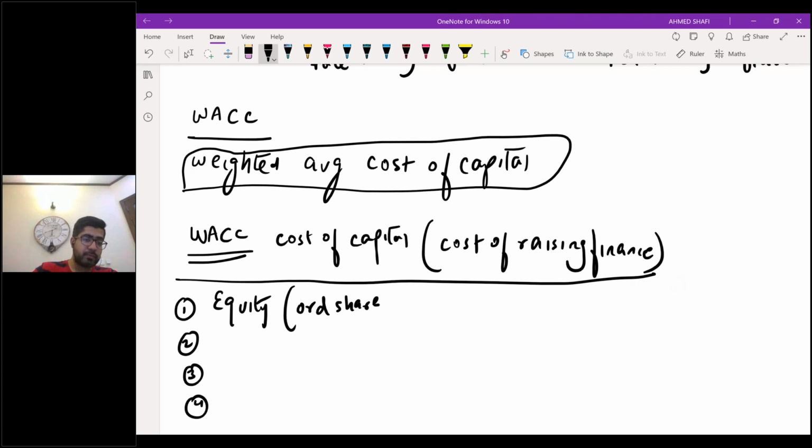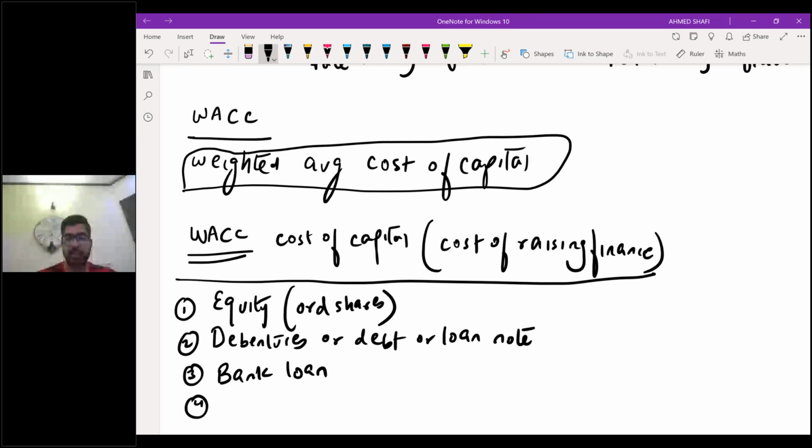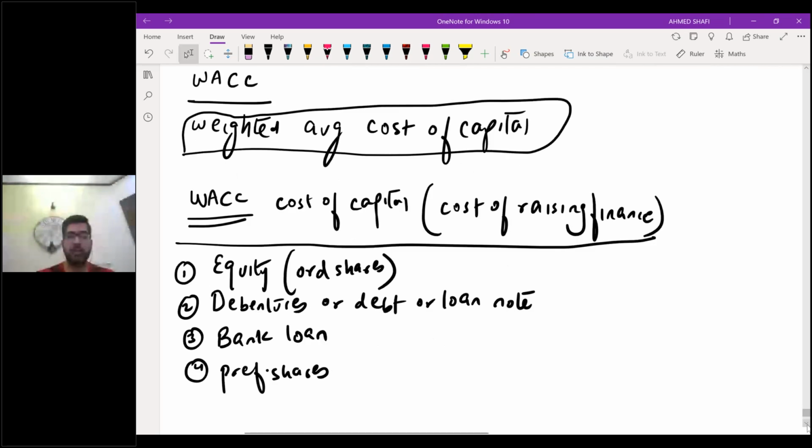The company can raise finance through debentures, or debt, or loan note, all the same things. The company can raise a bank loan, and the company can raise finance from preference shares. So these are the four common sources through which a company raises finance. Again, cost of capital is the cost of raising finance. A company usually raises finance from equity or debentures or bank loan or preference shares.